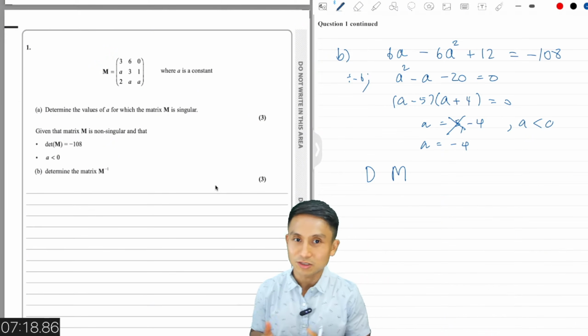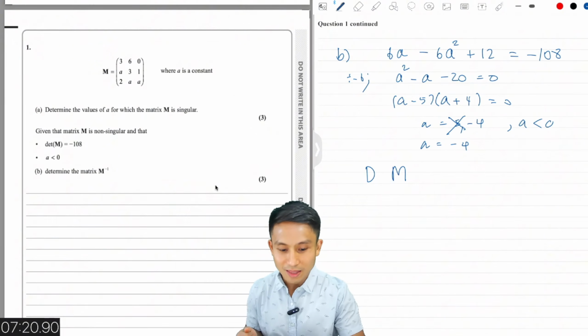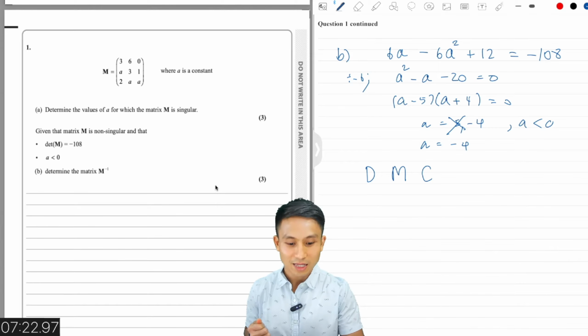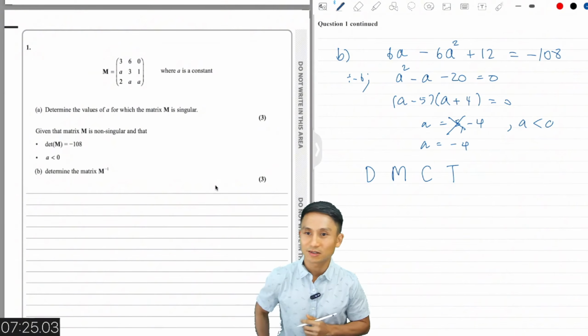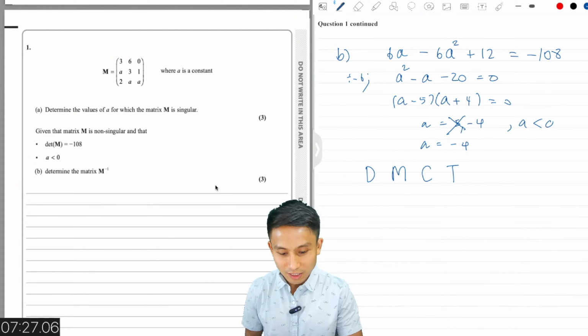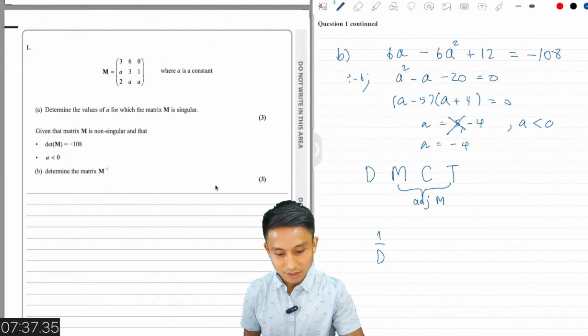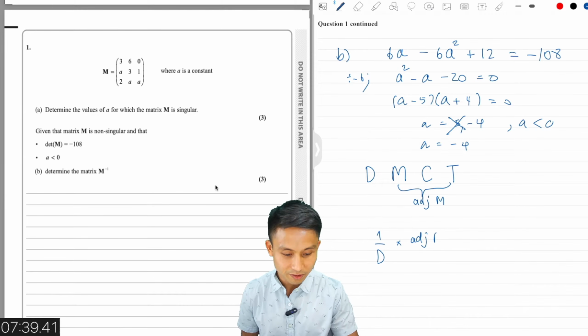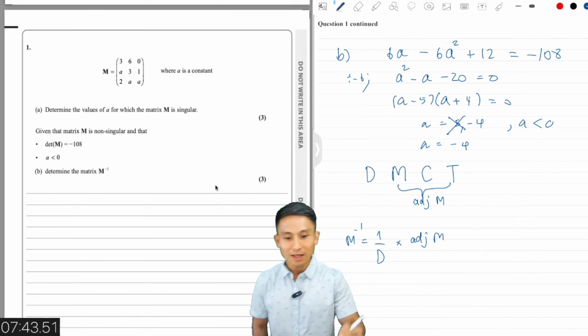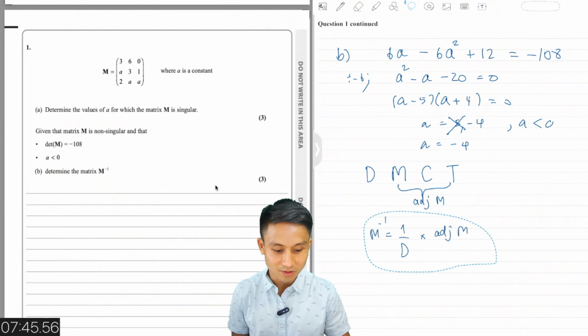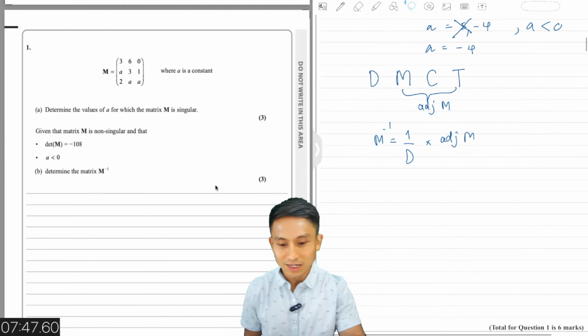the matrix of minors, and then the cofactor, and then the transpose of the cofactor. So it's going to be 1 over d, and then this will give you the adjoint. So the adjoint of M would be that. So it's basically 1 over determinant times the adjoint of matrix M. That would be M inverse. It's just a mnemonic that you can use, DMCT. So let's do DMCT. We already did the D.